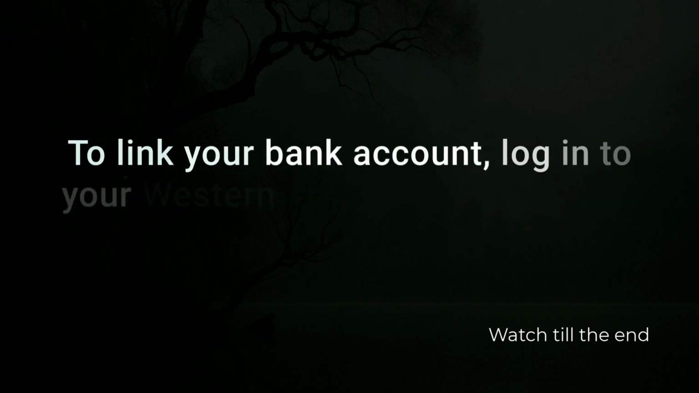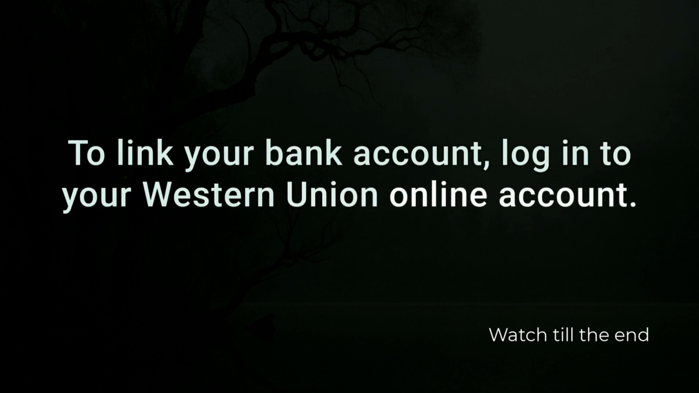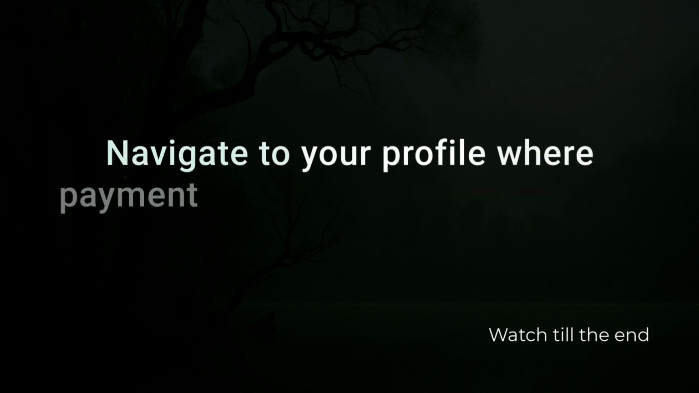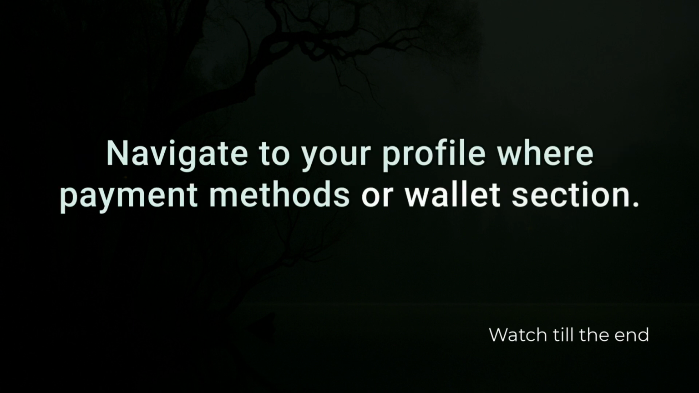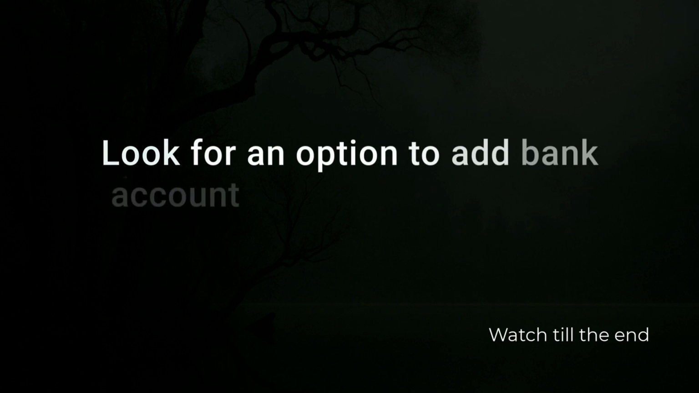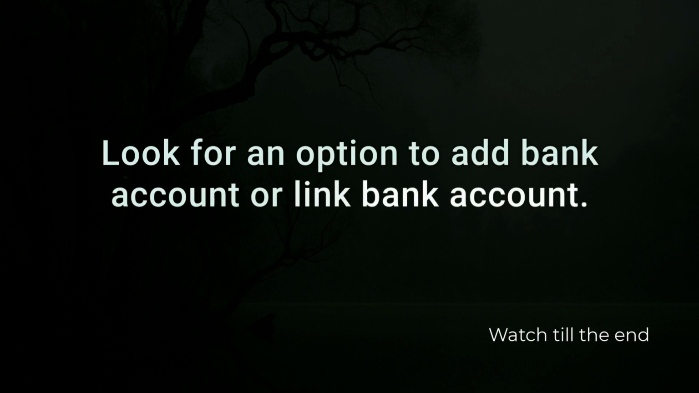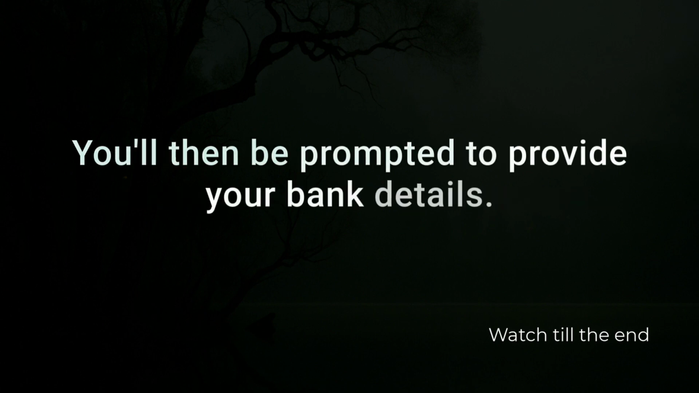To link your bank account, log into your Western Union online account. Navigate to your Profile or Payment Methods or Wallet section. Look for an option to Add Bank Account or Link Bank Account. You'll then be prompted to provide your bank details.